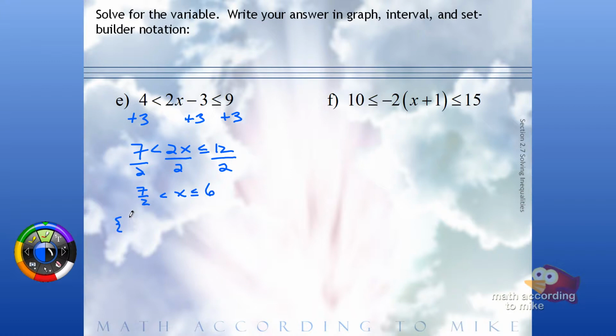So set builder, just plop it in there, the set of all x, such that 7 halves is less than x is less than or equal to 6.